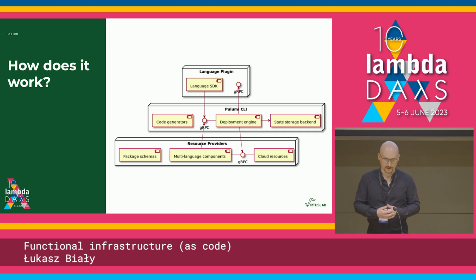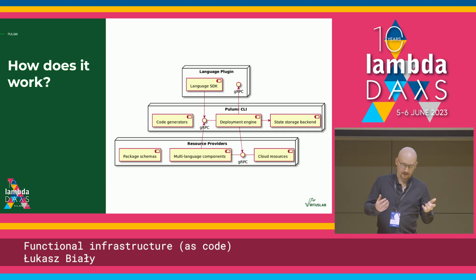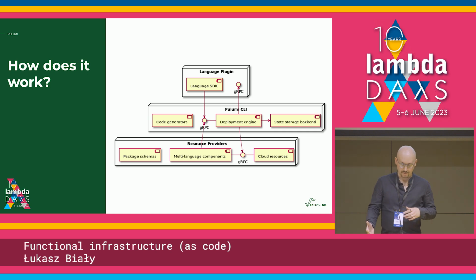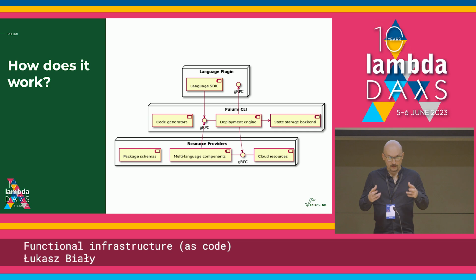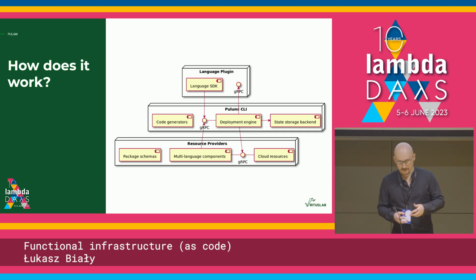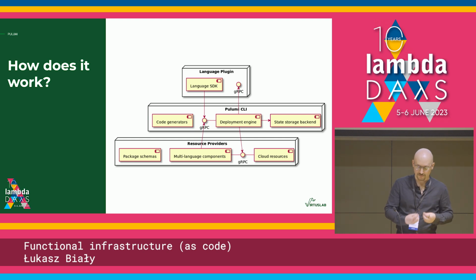What are language SDKs? Language SDKs are libraries built in a given programming language on top of a gRPC layer that talks with the Pulumi engine. And a language SDK has one role. It has to expose the familiar, let's say, DSL of Pulumi to the user. So it has to provide the primitives, the building blocks of Pulumi programs.